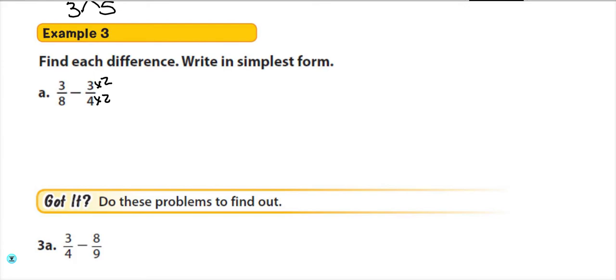All right, so when I do that, I'm going to end up with 3/8 minus 6/8. Well, here's the problem. Can I do 3 minus 6? Not technically, all right, but it is subtraction, so what I could do is keep, change, change. So when I do keep, change, change, I end up with this.